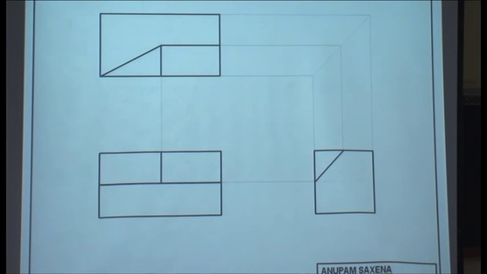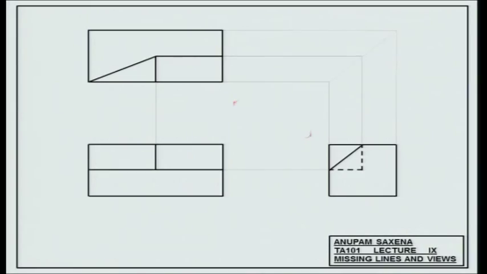If this is a yes, then these two lines are possibilities. If these two lines are possibilities, then this is how your solid will look like. Okay? Let me retract these steps.